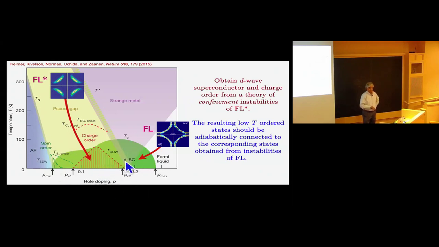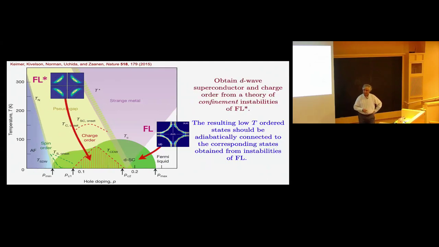And this turns out to put strong constraints, as we'll see, on the nature of this FL star state and the nature of this onset of superconductivity. So what we'll then find, for example, is that the onset of superconductivity on this side is very BCS-like, whereas the onset here is not. But the BCS state itself is perfectly fine, both at low and high doping.